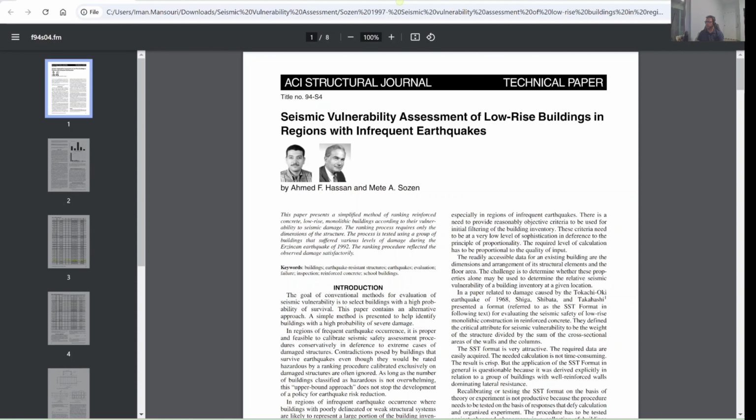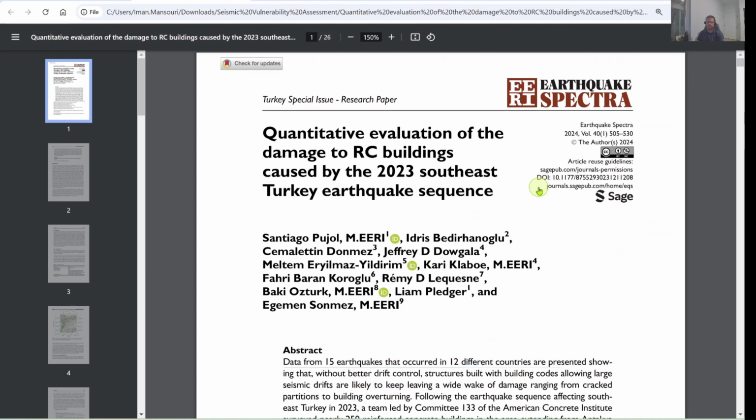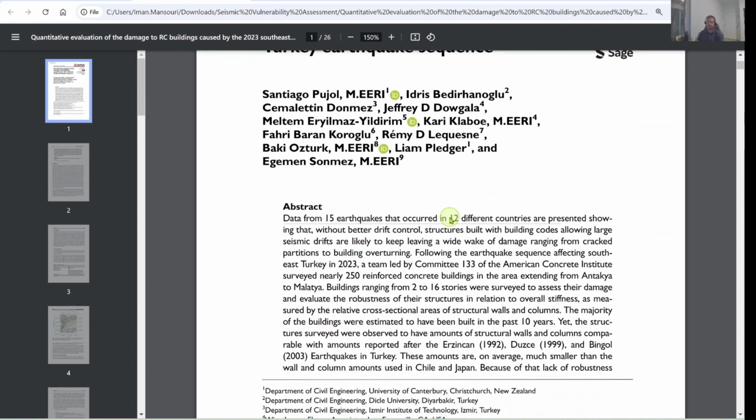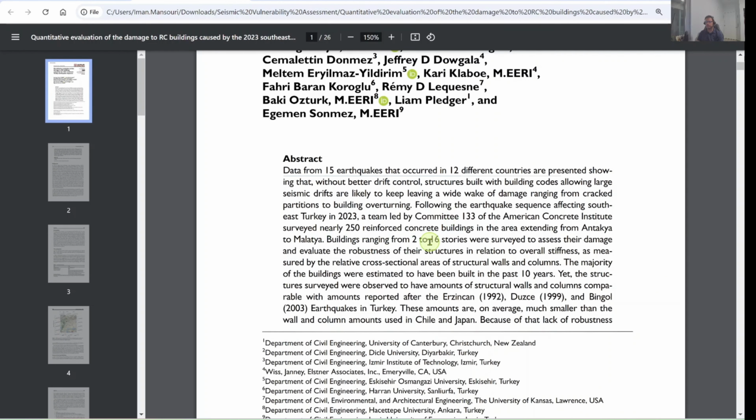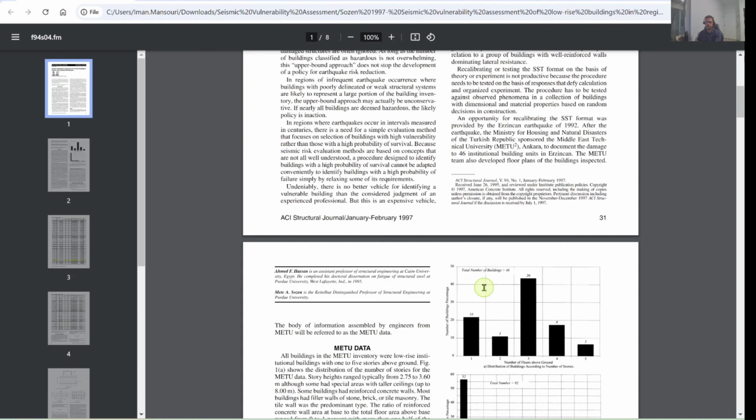Alright, this approach was first introduced in 1997 by Hassan and Sozen for low-rise buildings up to 4 stories. And then in 2024, it was expanded to include low-rise and mid-rise buildings, covering buildings from 2 to 16 stories, using data from 15 ground motions across 12 different countries. Okay, let me first explain the general idea behind this method.